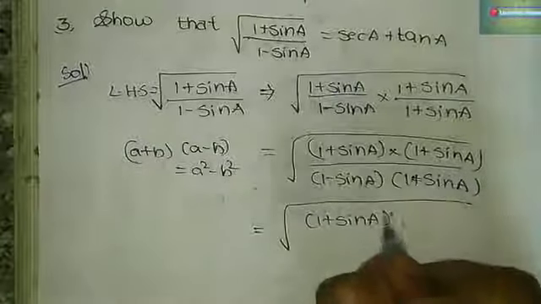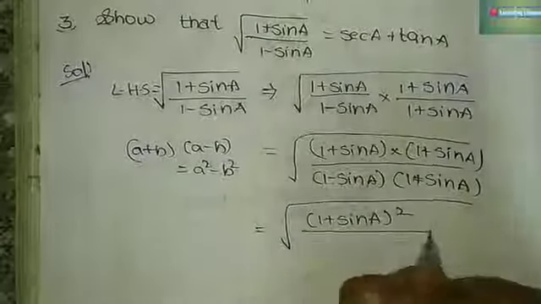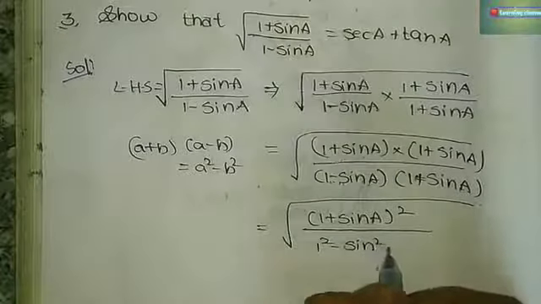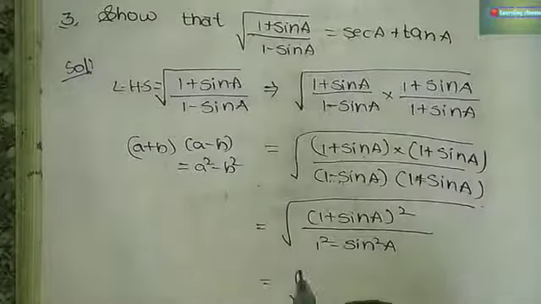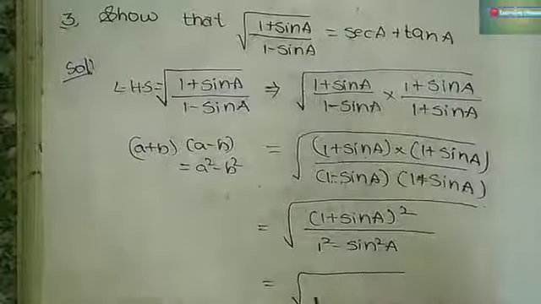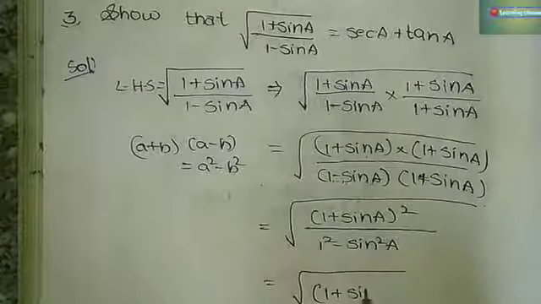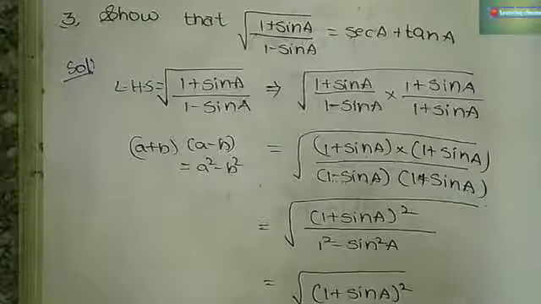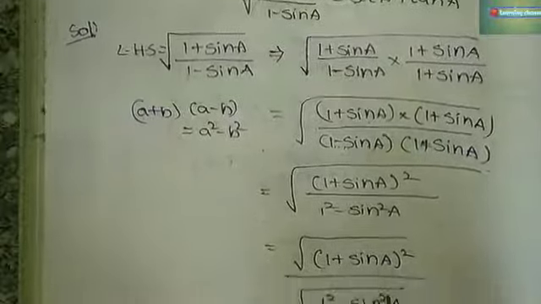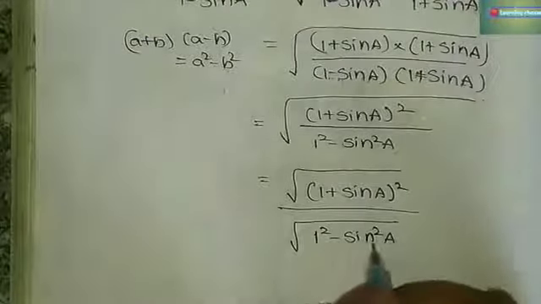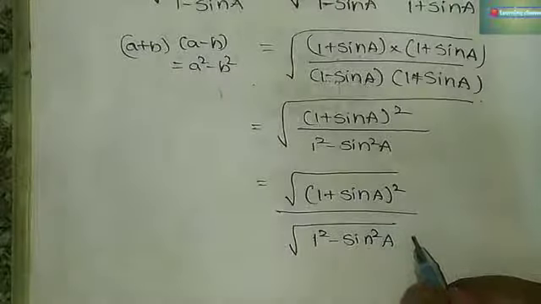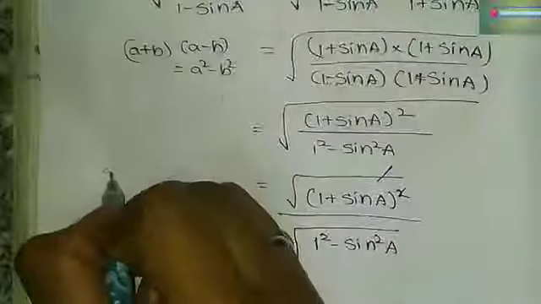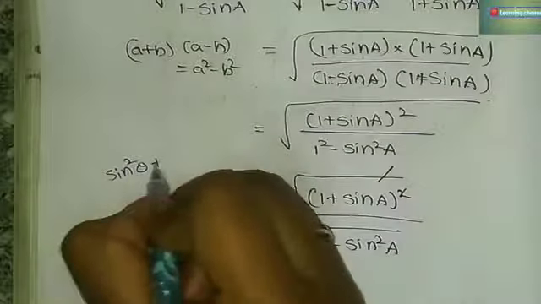Here we have minus, so I am taking the plus. 1 plus sin A by 1 plus sin A. 1 minus sin A into 1 plus sin A. 1 plus sin A into 1 plus sin A. We know that A plus B into A minus B is equal to A square minus B square. So here we have A plus B into A minus B.